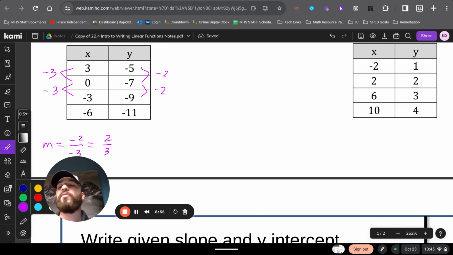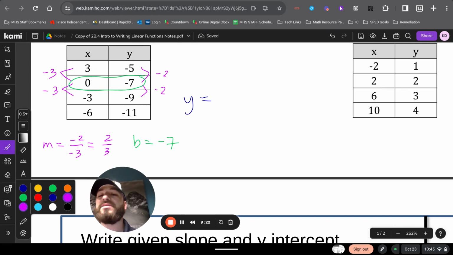So looking at our table, we do have this point right here, 0, -7, which has an x value of 0 and a y value of -7, which means because x is 0, it is crossing the y-axis. So that does mean that our b value and our y-intercept would be equal to -7. So now that I know my slope and my y-intercept, I can plug both of those into my equation. Y would be equal to positive 2/3 x and then -7.